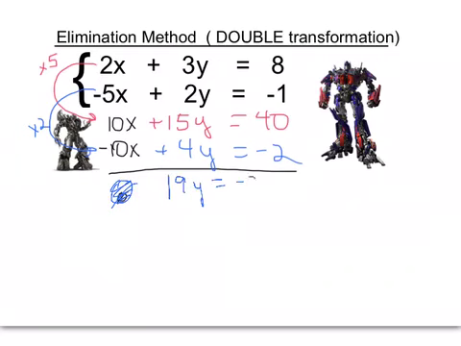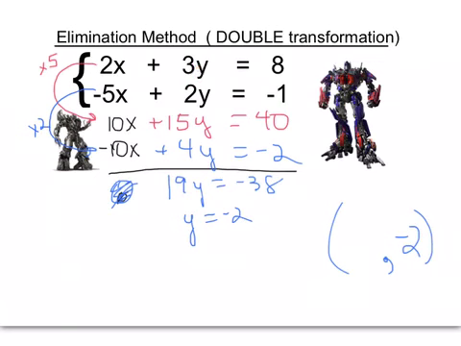19y equals negative 38. Divide by 19 on both sides. You see y equals negative 2. Well, that's nice. It came out beautifully. Negative 2. And then to get the first part of the answer, remember you plug that negative 2 back in for y on one of these. So either one will work.